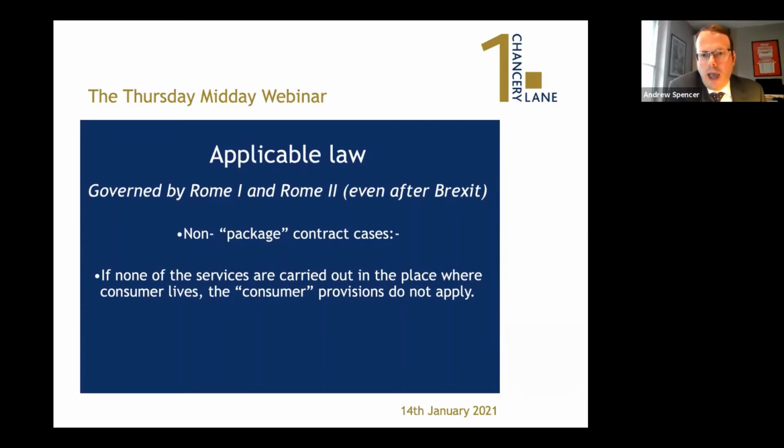And so you need to look at what are all of the services that are being provided under this contract, and the issue about whether the other party is pursuing commercial or professional activities in the place where the consumer lives, or directing activities to that country. So that very briefly deals with the question of contract cases. Now, if we have a non-contract case, then there's a different slide on that, Dom, if you could advance it.